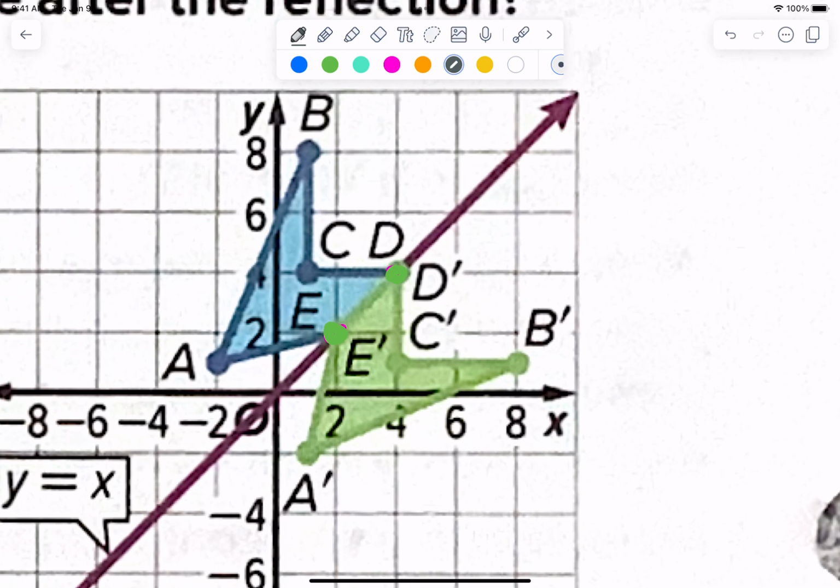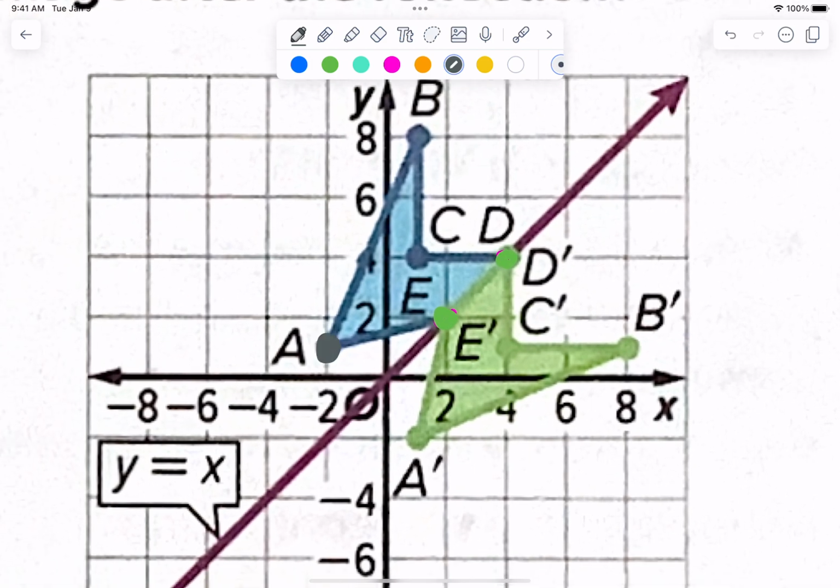How do you know the blue's the original? Because green has D prime. The green has the primes, right? The primes are the second ones. Do you see that? Okay, so we're starting with the blue and we're flipping him and making him the green, all right? So if I take A here and I flip him across, he's going to become A prime. If I have B here, he's going to become B prime, right?